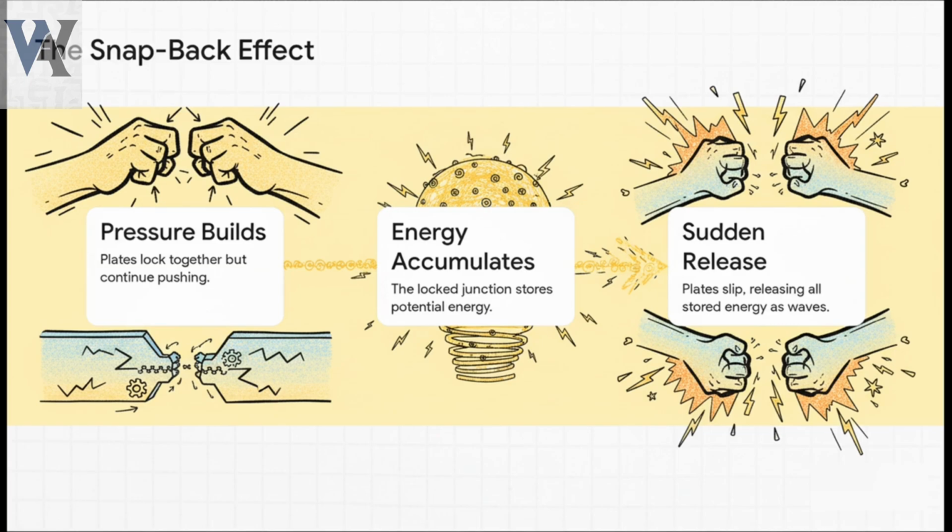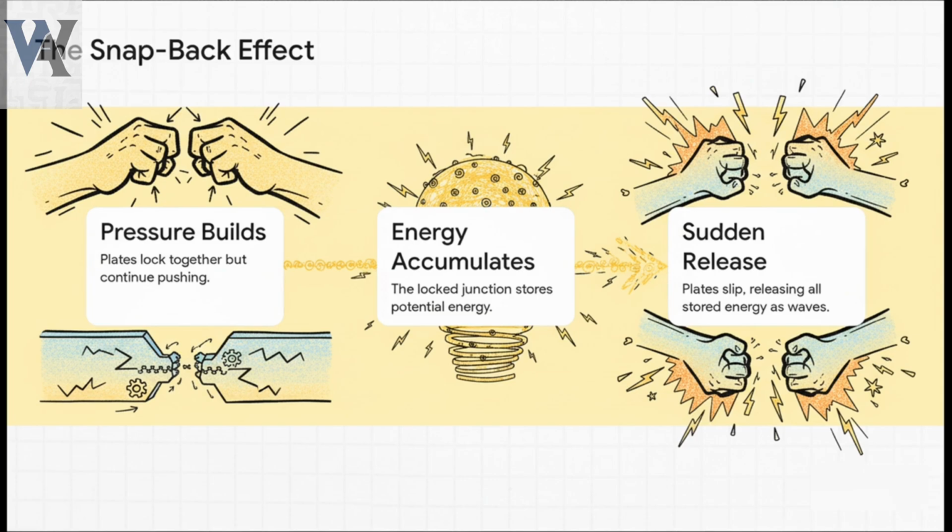Here, try this. Lock your fingers together and try to pull your hands apart. You can pull, and for a while, nothing happens, right? But you can feel all that energy building up in your muscles. Tectonic plates do the exact same thing, just on a massive scale. For decades, even centuries, they get stuck, locked together by friction, all while continuing to push. They store up an unbelievable amount of stress. And then, all at once, the rock breaks. The plates slip, and all of that stored up energy is released in one violent, explosive instant.